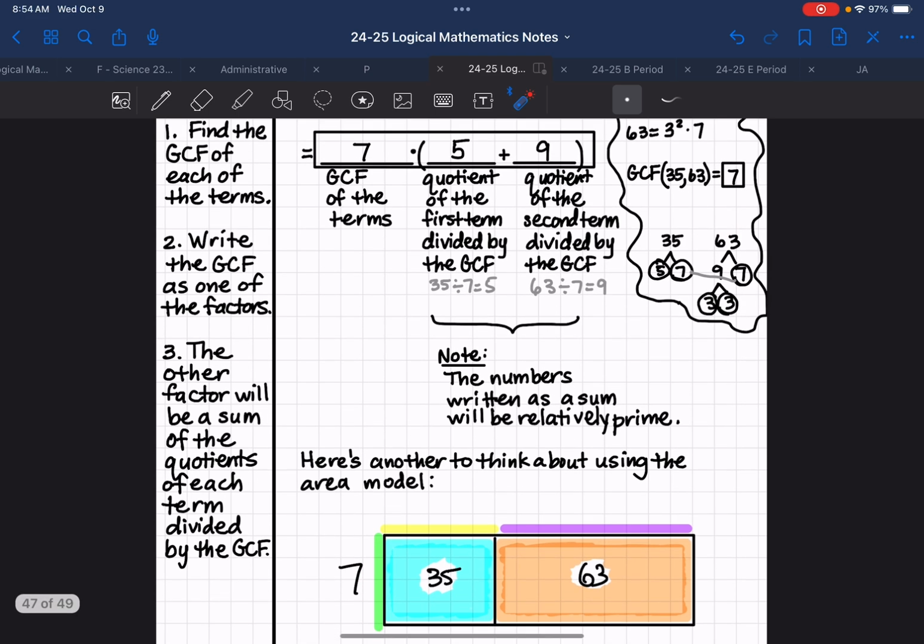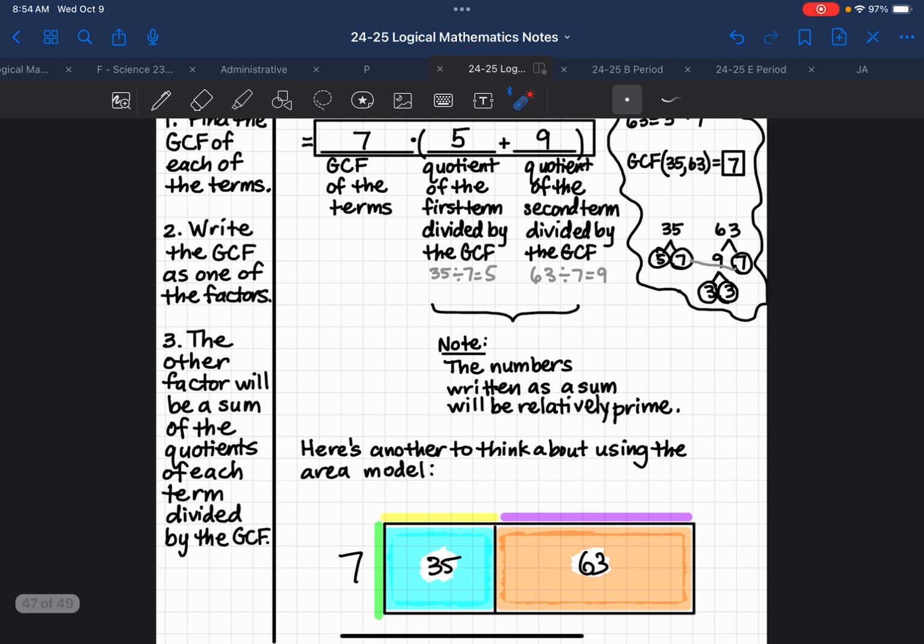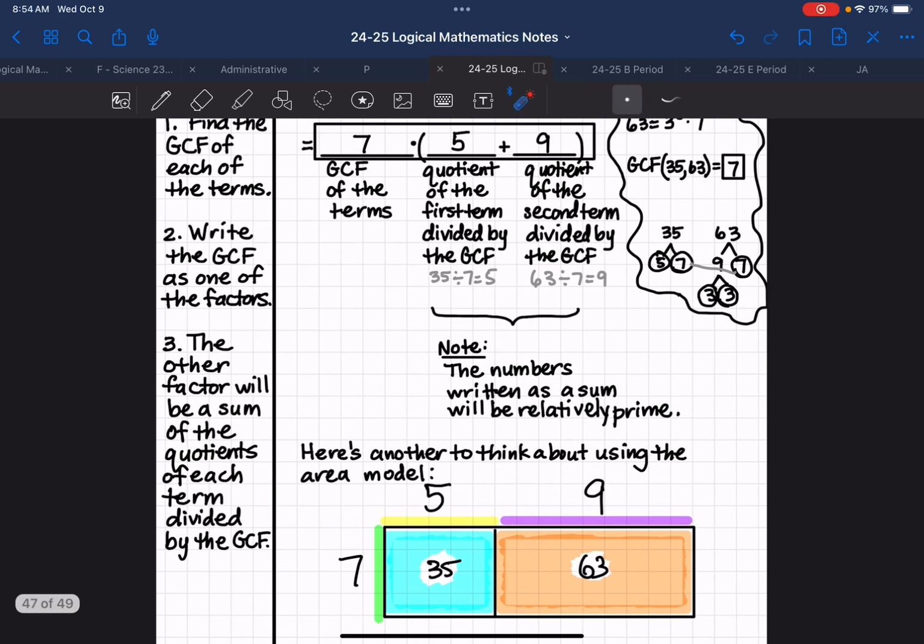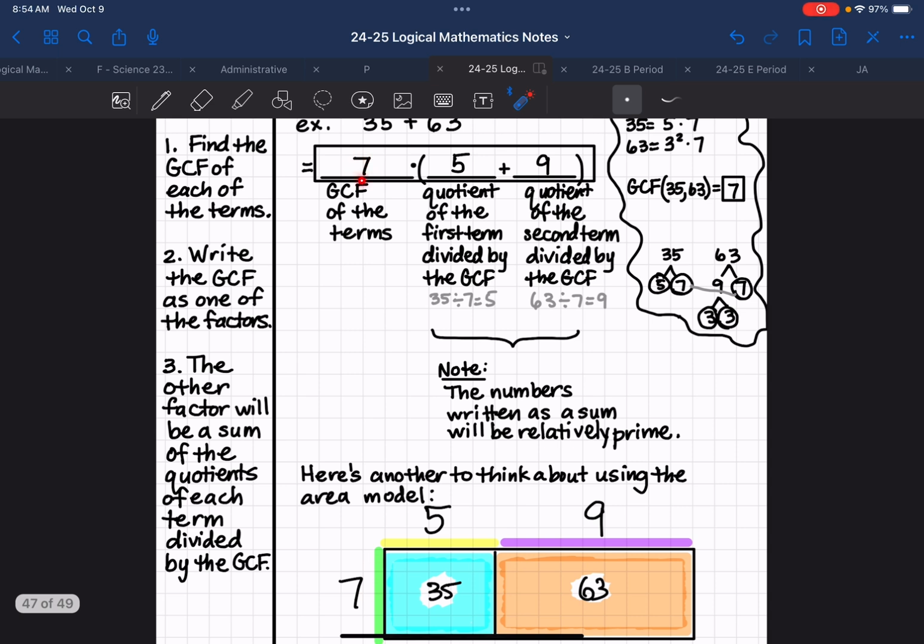And then I ask myself, 35 divided by 7 is equal to what? That's 5. And then I ask myself, 63 divided by 7, well, that's equal to 9. So I'm going to put the 9 right here. And you can see that the vertical length is one of our factors here, and the horizontal length is the concatenation of a length of 5 and 9.